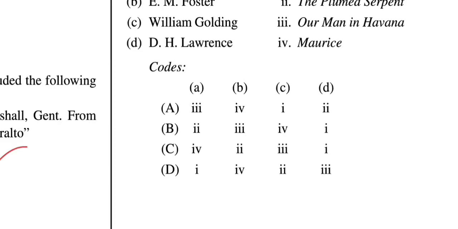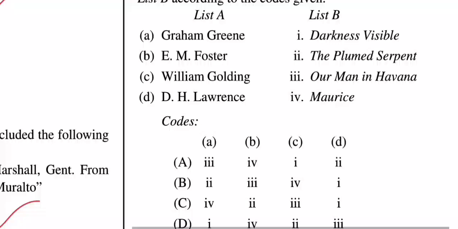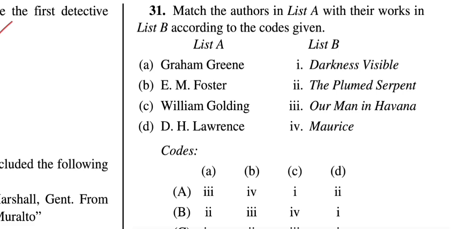The correct answer will be A, that means Graham Greene is related to 3, Our Man in Havana, B4, E.M. Forster is related to Maurice, C1, William Golding is related to Darkness Visible, D2, D.H. Lawrence is related to The Plumed Serpent. Got it? So this is the correct answer.